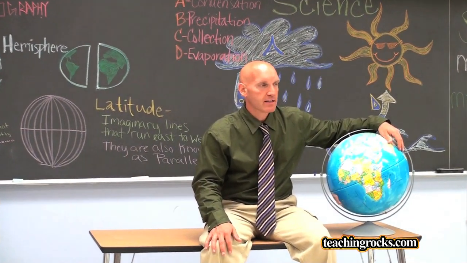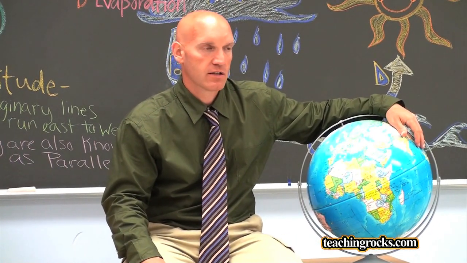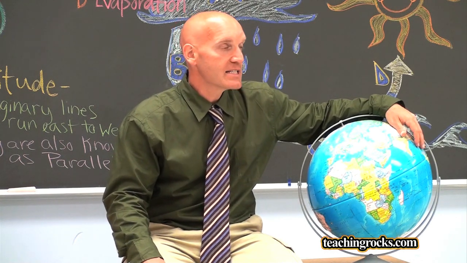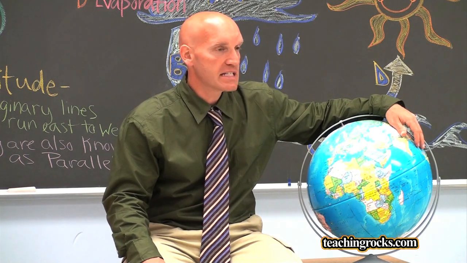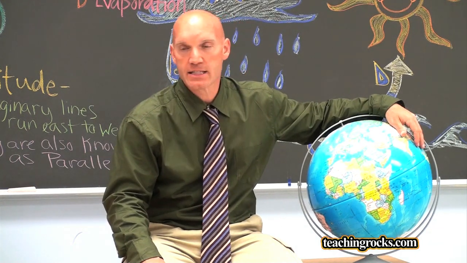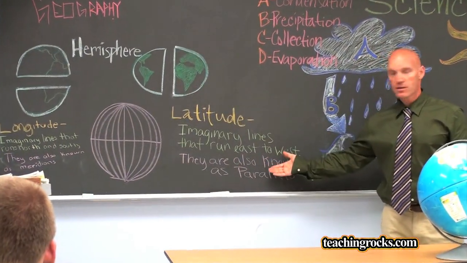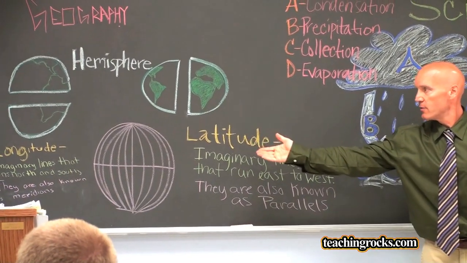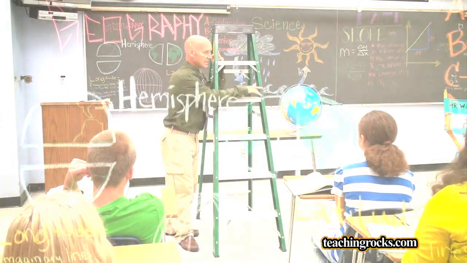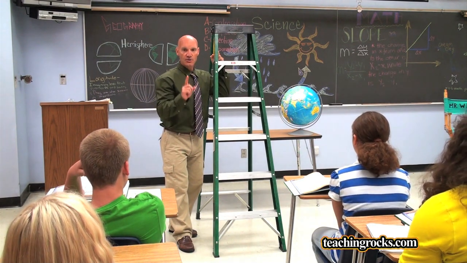I would like you to remember that lines of latitude measure degrees north and south of the equator, and they run east and west. Now, lines of longitude measure degrees east and west of the prime meridian, but they run north and south. Now, I have a globe here, and I want you to write this information right here, and then I'd like you to write that information where it says longitude on the side of the board. And if you were to extend these lines out in either direction, would they ever intersect? No. No, and that's why they're also called parallels.